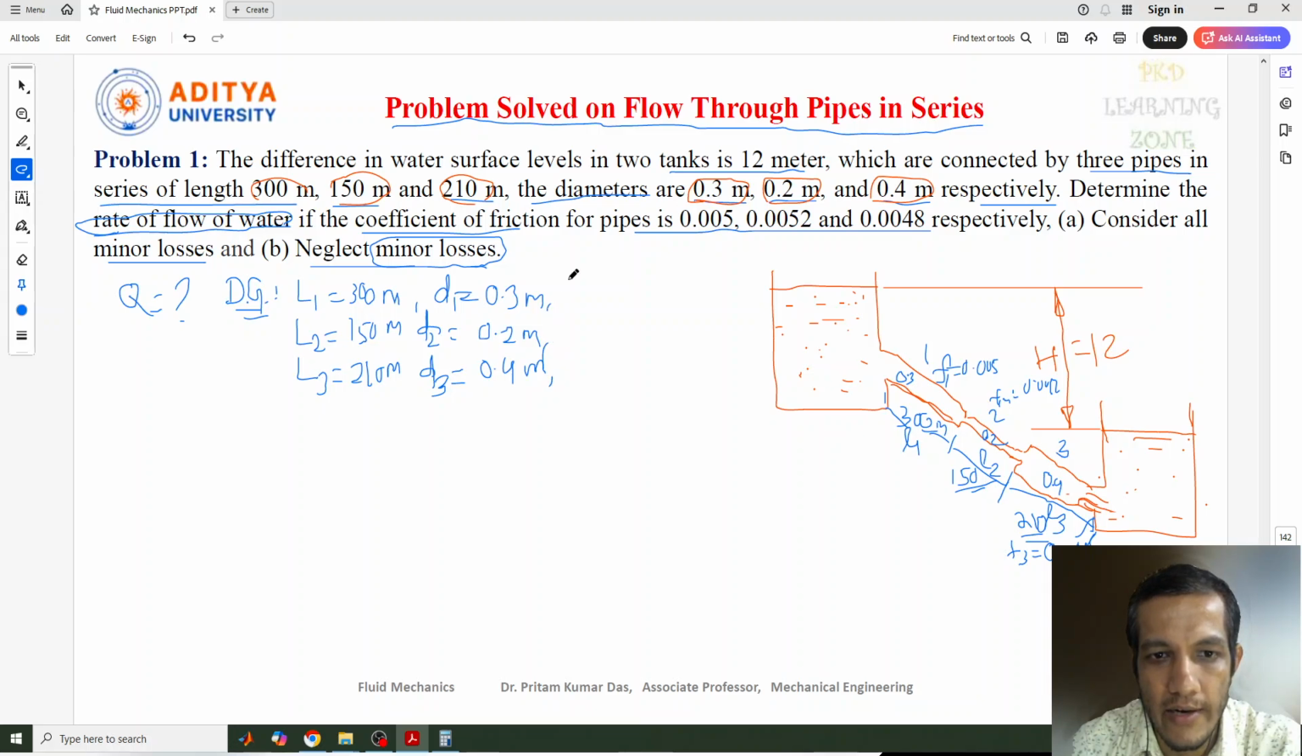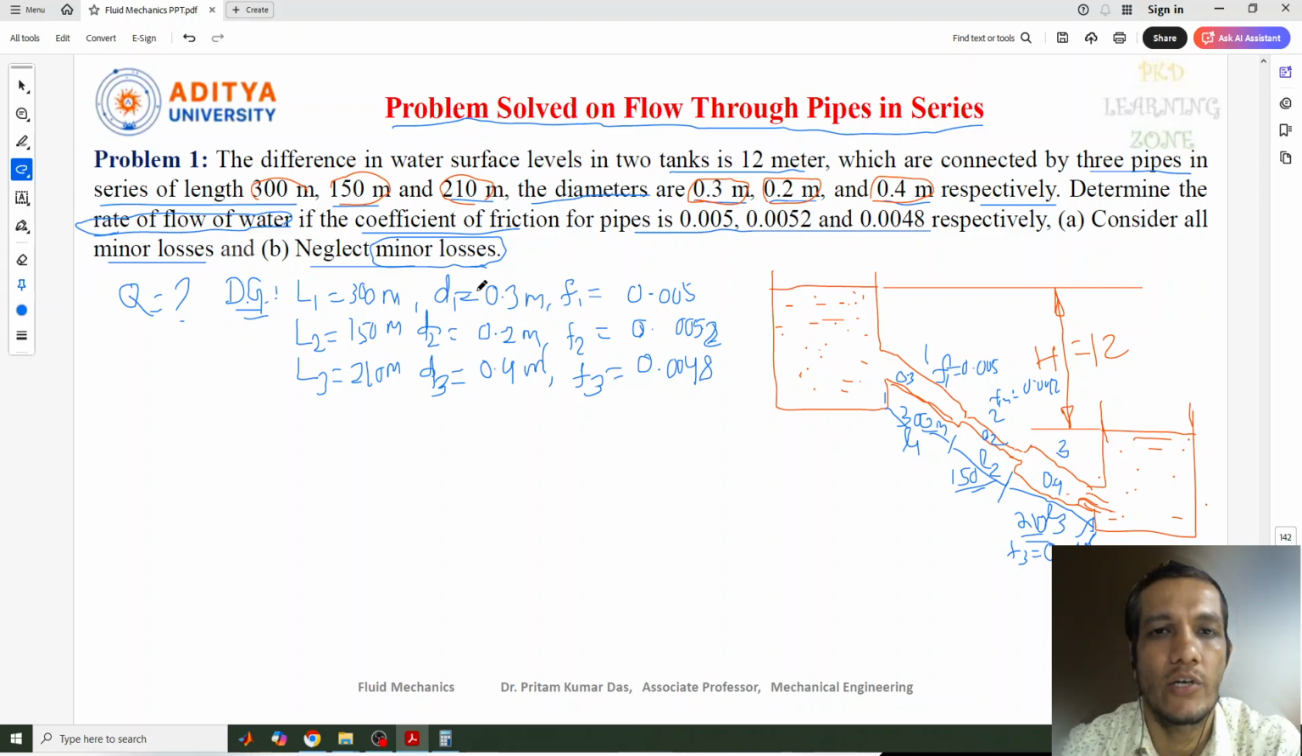So we can write F1 is 0.005, F2 equal to 0.0052, and next is F3, F3 equal to 0.0048. Okay, now here we need to consider all minor losses, and another one is neglect minor losses.